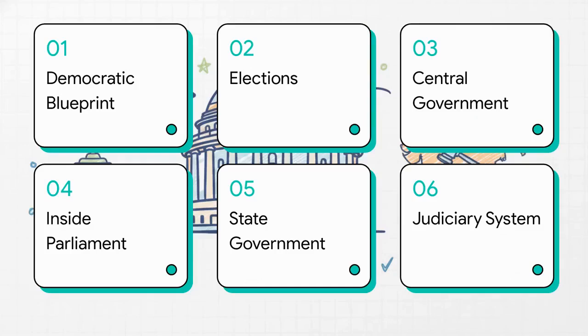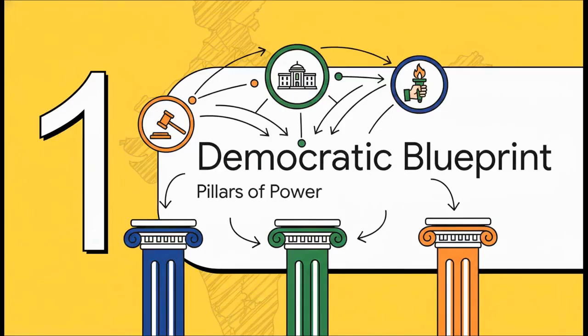So here's our roadmap for today. We'll start with the democratic blueprint, move right along to elections, break down the central and state governments, step inside parliament, and finally, look at the judiciary system. Let's kick things off with Part 1, the democratic blueprint and its 3 pillars of power.